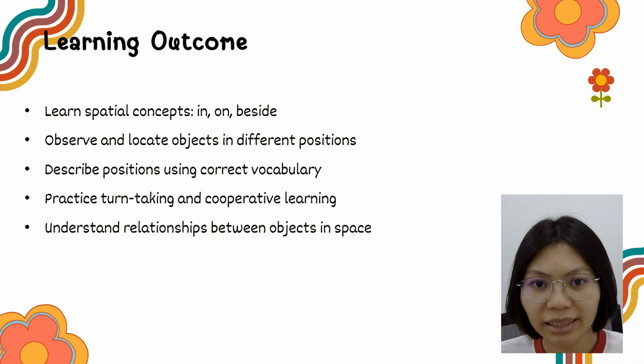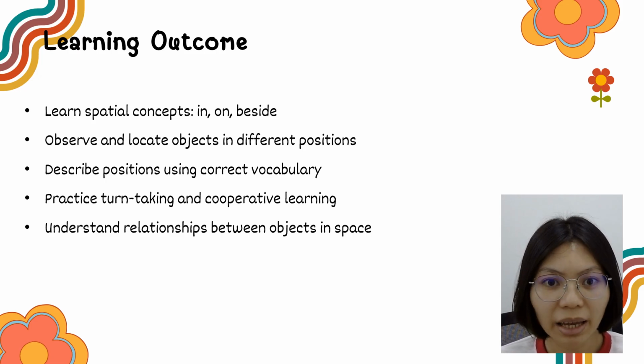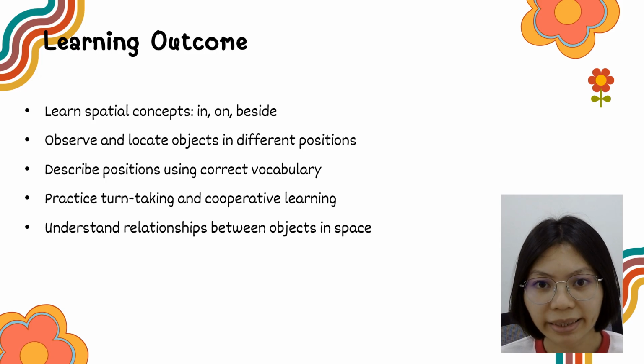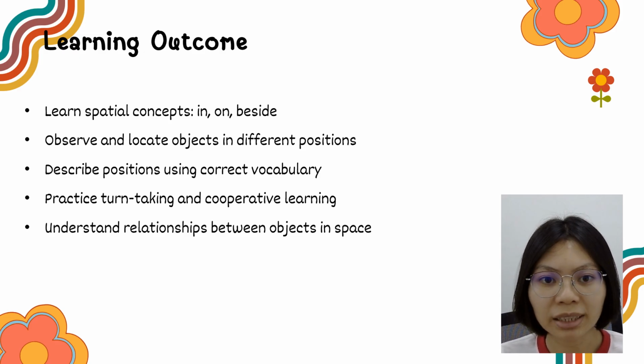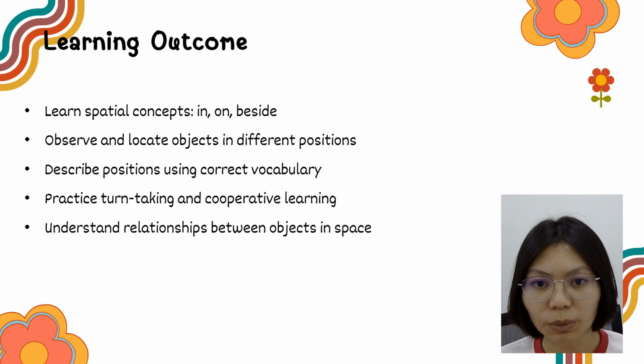In the Where's My Friend activity, children will learn about spatial concepts, including in, on, and beside. They will develop observation and attention skills by locating objects placed in different positions. The activity also enhances vocabulary and language expression as children describe the positions of objects accurately. Furthermore, it encourages cooperative learning and turn-taking, helping children understand space and relationships between objects while participating in an interactive and enjoyable activity.